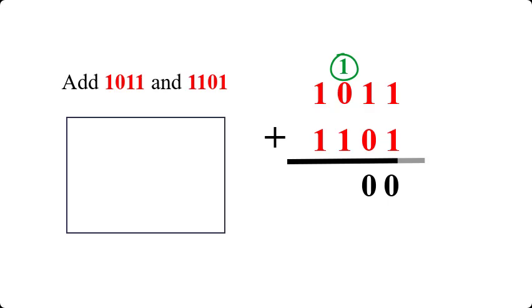Keep following this pattern for each bit. 0 plus 1 is equal to 10, write 0, carry 1. 1 plus 1 is equal to 11, write 1, carry 1. Finally, add carry 1 to a blank digit, write 1. The final binary result is 11000.